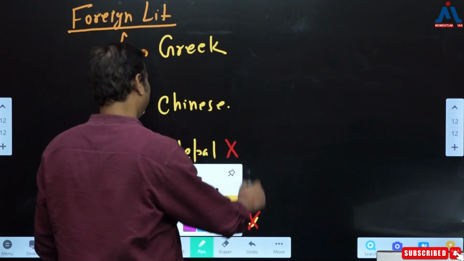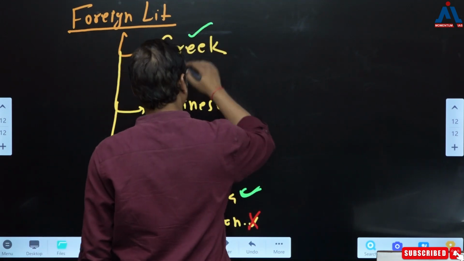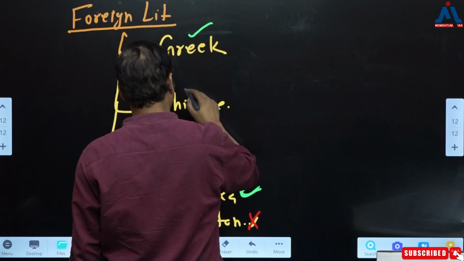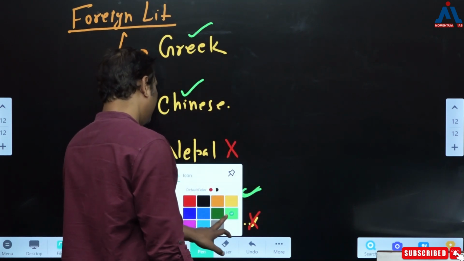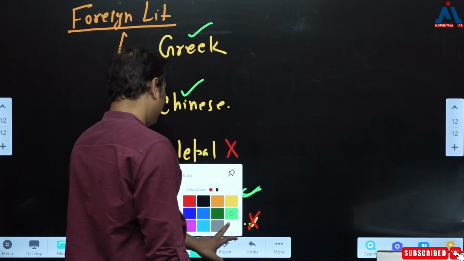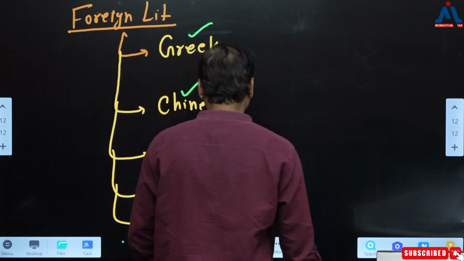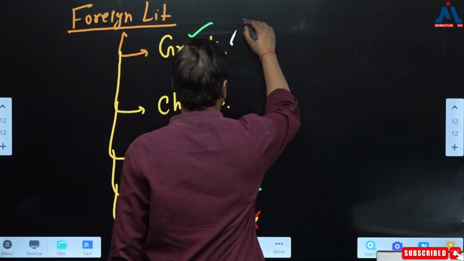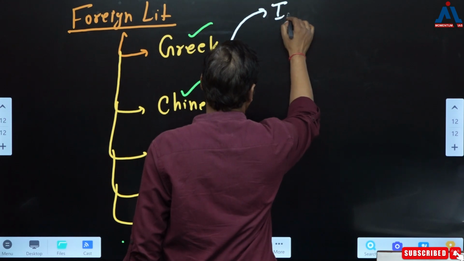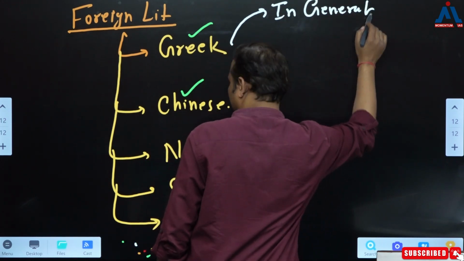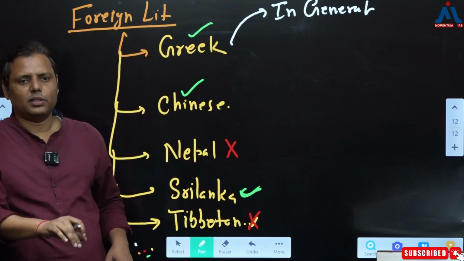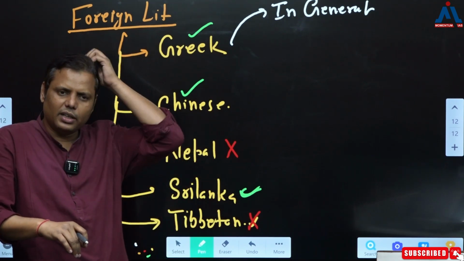Okay. Undoubtedly there is a good possibility, of course a great possibility, of the Greek sources and the Chinese sources. Now when it comes to the Greek sources, I would like to have a brief summary of them. So here you can find one possibility for general questions. Correct? There is a possibility that in general they have been asking about the Greek sources.